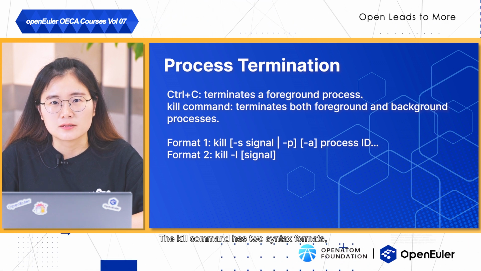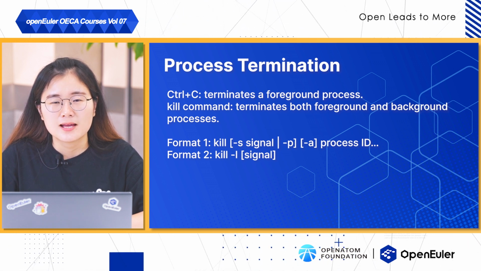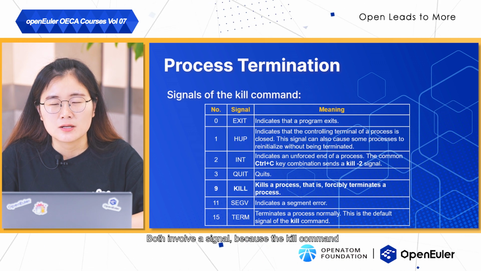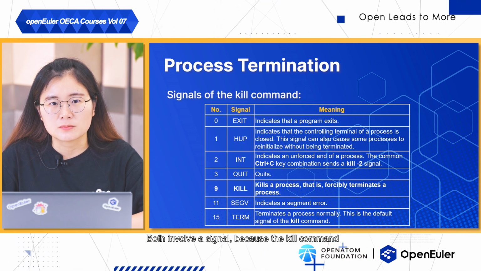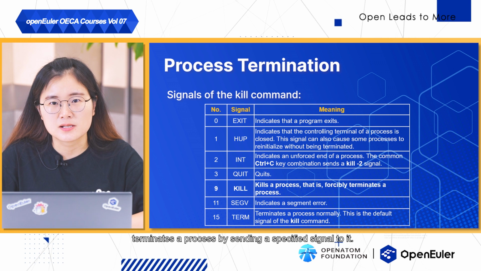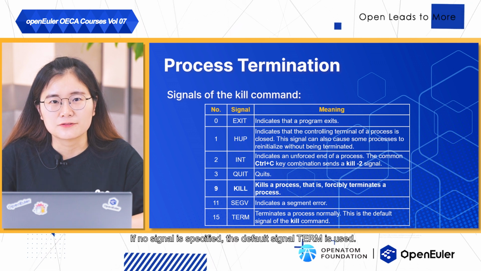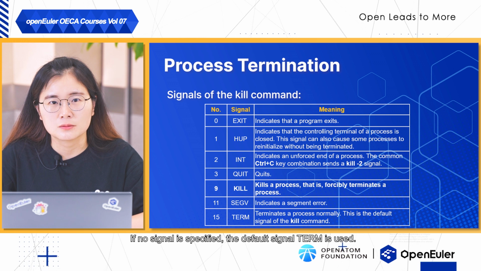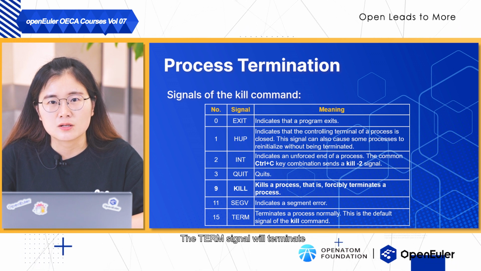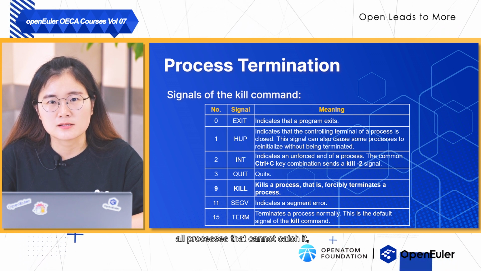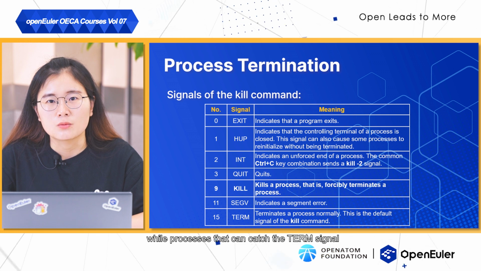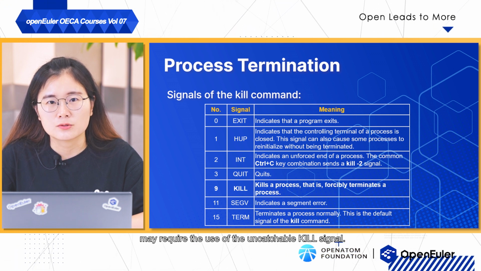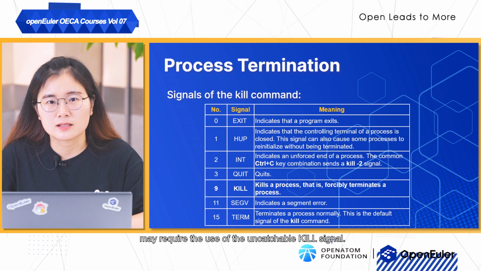The kill command has 2 syntax formats, as you can see on this slide. Both involve a signal, because the kill command terminates the process by sending a specified signal to it. If no signal is specified, the default signal term is used. The term signal will terminate all processes that cannot catch it, while processes that can catch the term signal may require the use of the uncatchable kill signal.